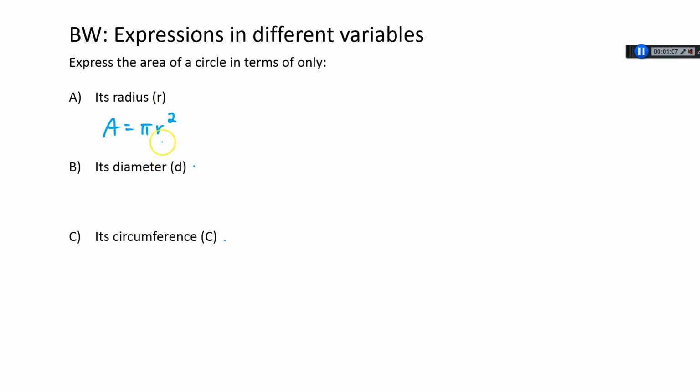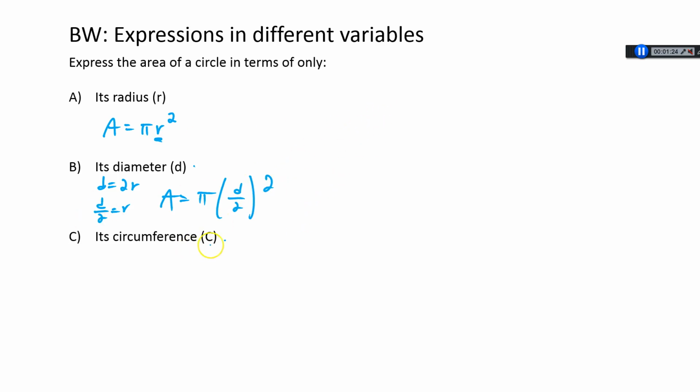If I know the diameter, well, it's easy to get the radius, right? The diameter is just equal to 2r. Usually what I would want to do is just solve for r now. So that means that d over 2 is equal to r. I'm just going to sub that in for the r right there. So the area would be pi times d over 2 squared.